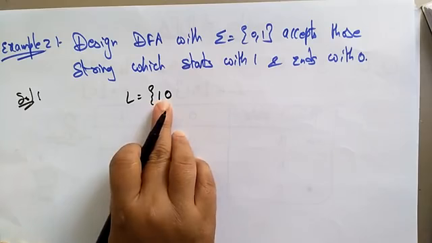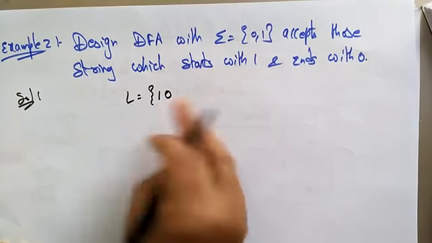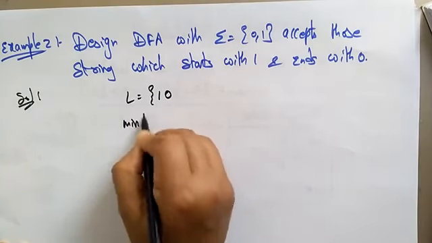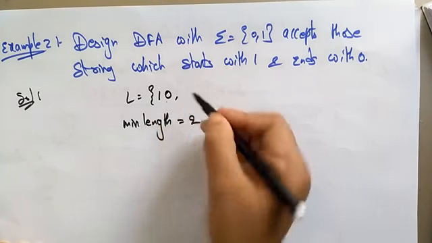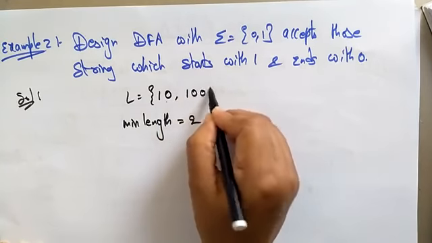Starts with 1 and ends with 0. So the minimum length of the string here is 2. Okay. So the minimum length of the string is 2. Or else you can start with 1 or end with 0.